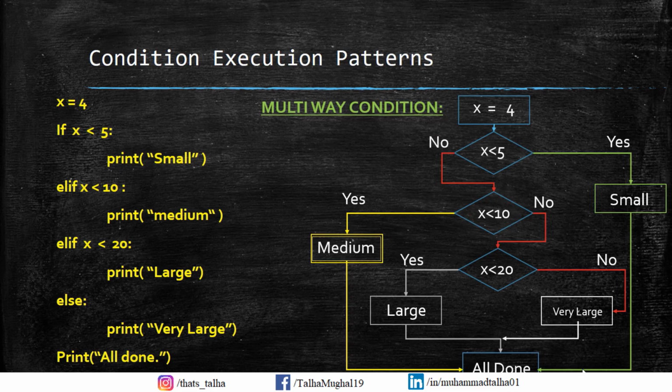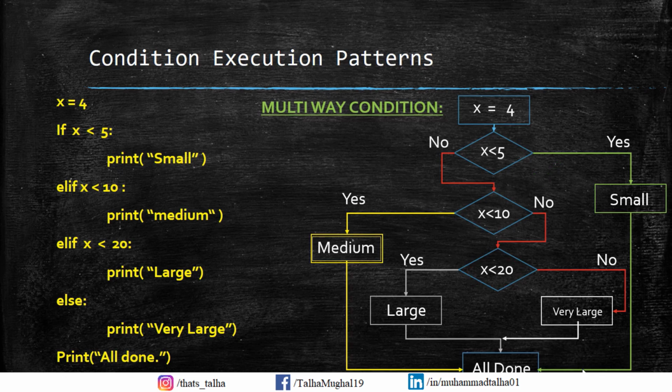Now if this condition is satisfied, the program will again move towards the yes direction and print out medium, and after that all done will be printed out. But if for some reason the condition isn't satisfied, for example the number is greater than 10, then the program will move towards the no direction and look for another conditional statement. In the third step, it will look for another condition which is x is less than 20.